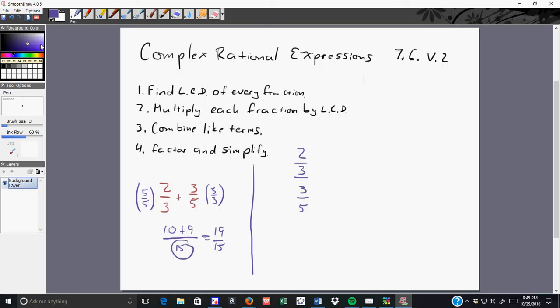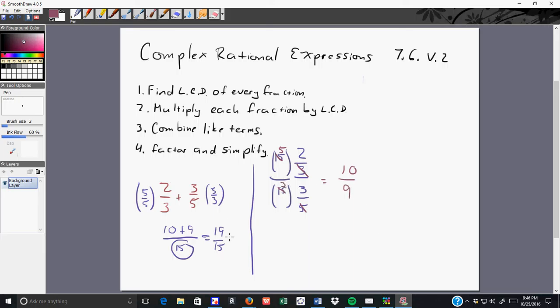So I'm going to multiply by 15 over 15, simply because when I do that, I know that I'm going to lose my denominators. Take a look at this. 3 goes into 15 5 times, and I get 5 times 2, which is 10. 5 goes into 15 3 times, and I get 3 times 3, which is 9.